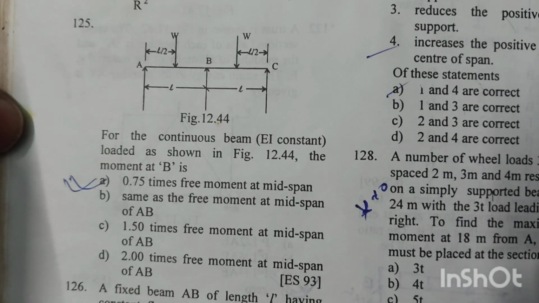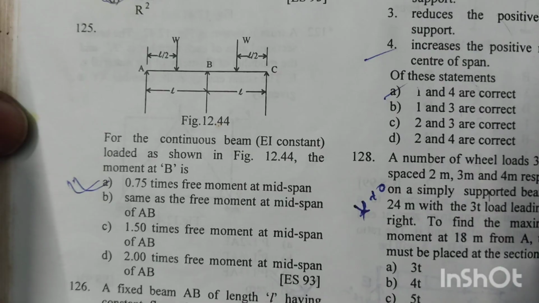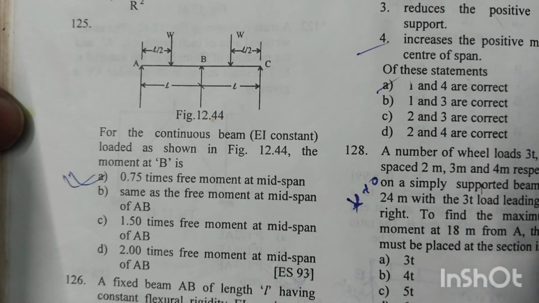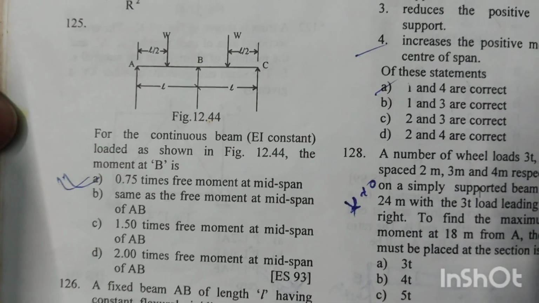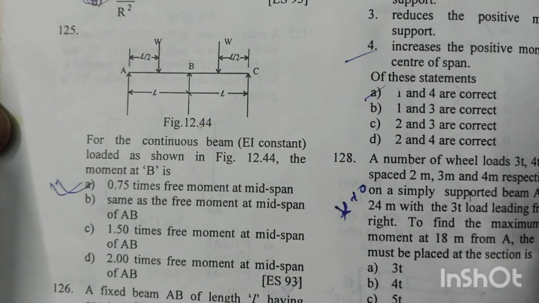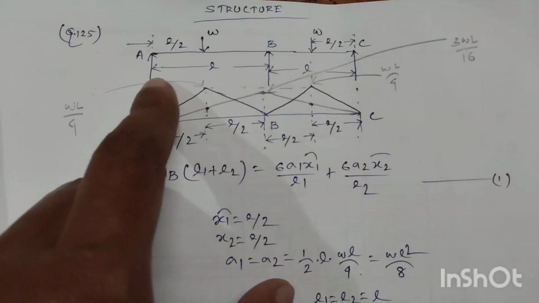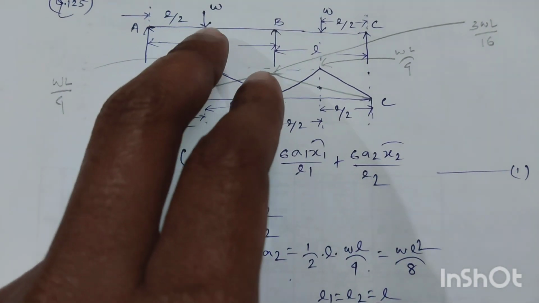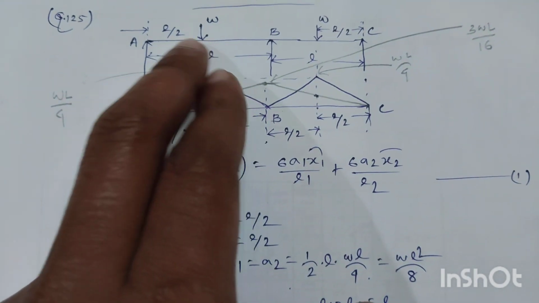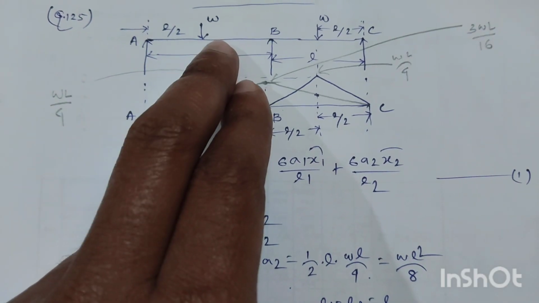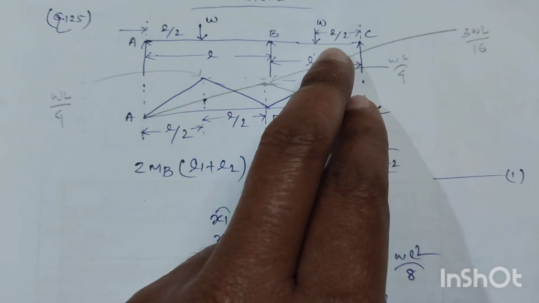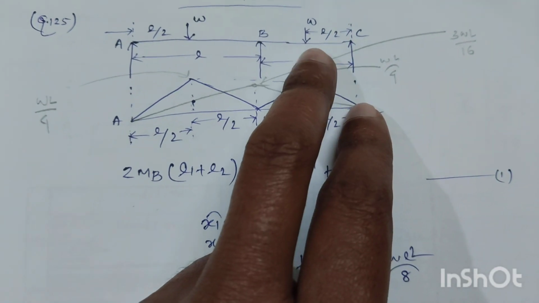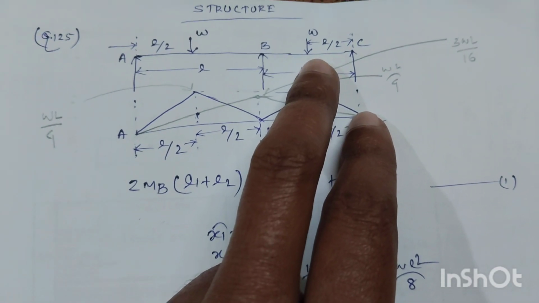Question number 125. For the continuous beam where flexural rigidity EI is constant, loaded as shown in the figure 12.44, the moment at B is, so A, B, C, this is our continuous beam subjected to a point load at the mid span of AB, and also a point load at the mid span of BC, and the total length of the continuous beam is 2L.